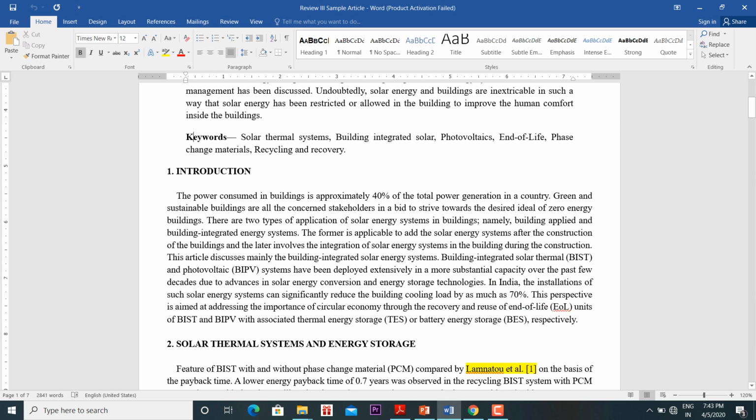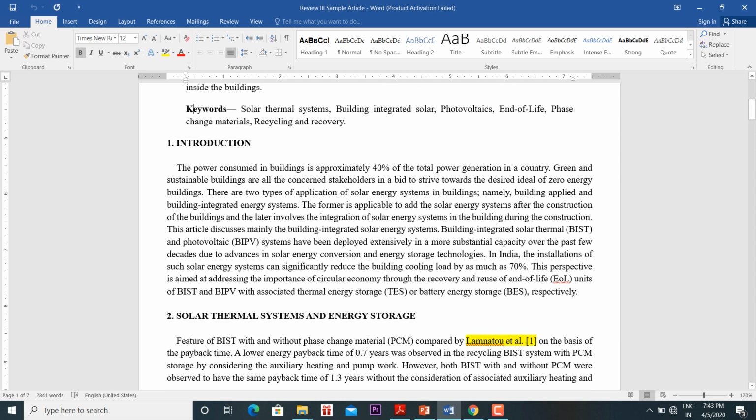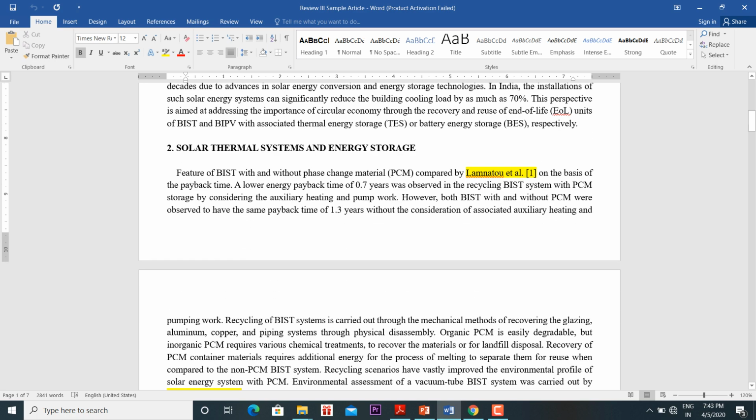Okay, this one you have to follow strictly. They have made it an uppercase letter, and it is bolded. That you have to keep in mind.